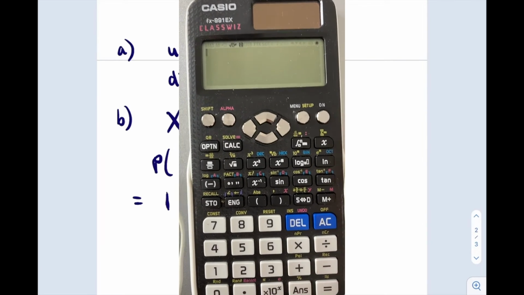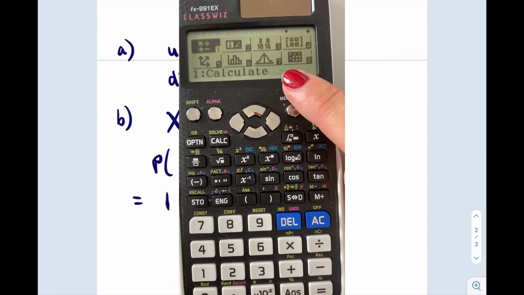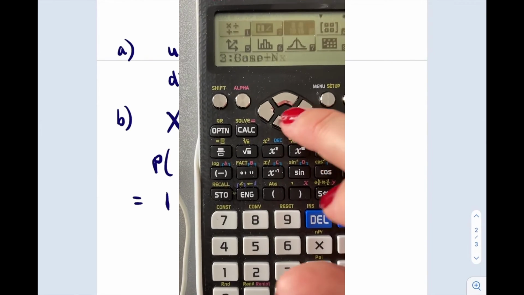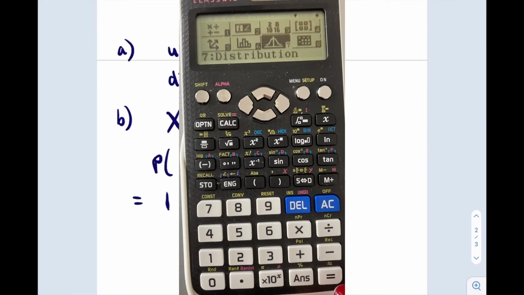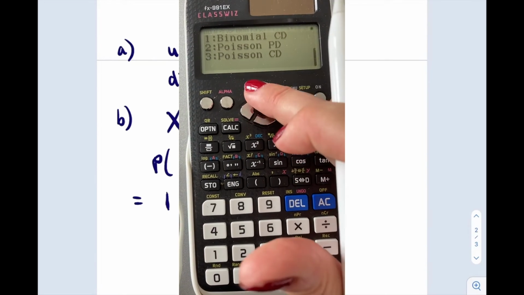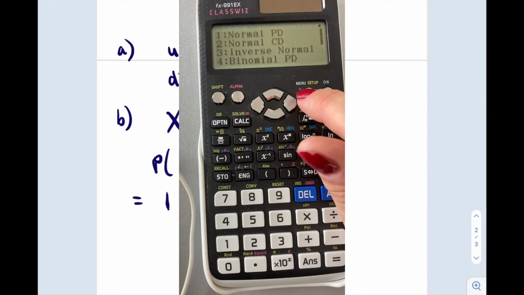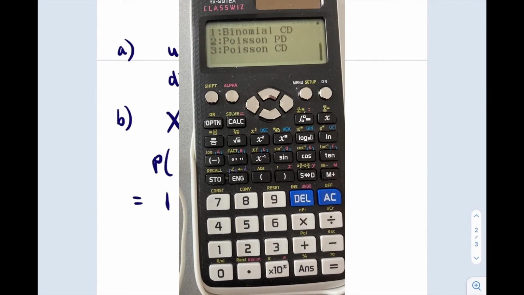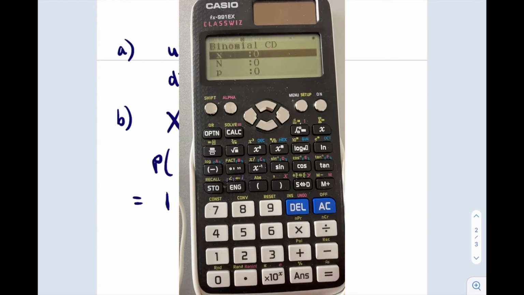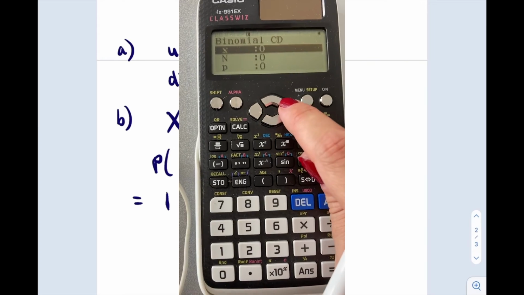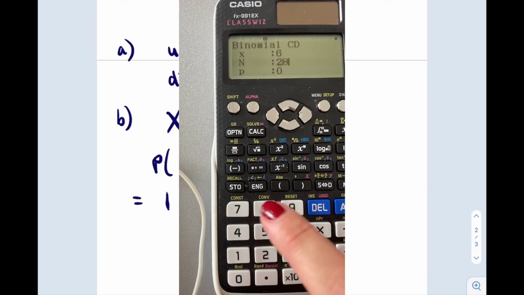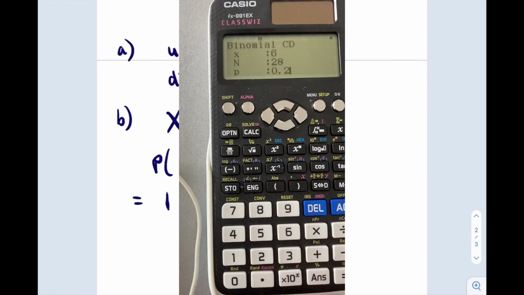calculator. So I need to press menu because I want to move from using the calculator function over to using the distribution function. So I can scroll or press the number 7 and equals. I don't want normal probabilities, I want binomial probabilities, but not the probability density function, I want the cumulative distribution function. So from this menu I press 1 and I'm going to get the variable, so that's going to be 6 in this case, where the number of trials is 28 and the probability of success is 0.2.